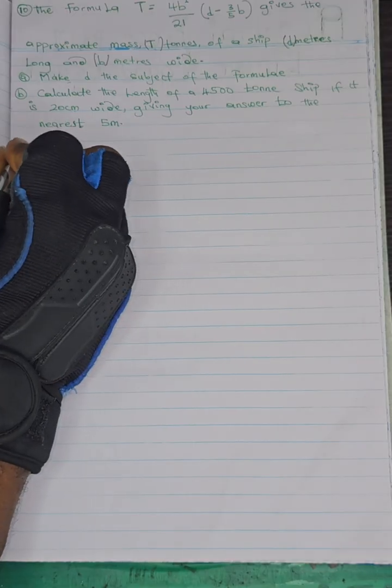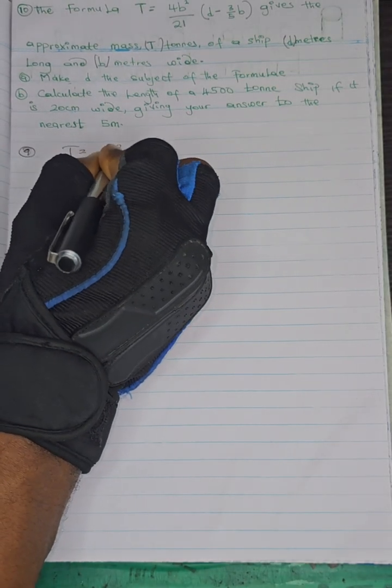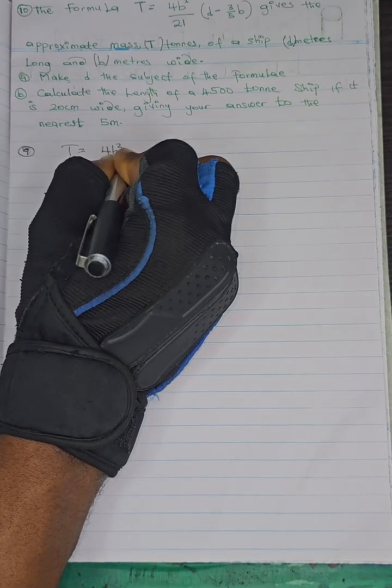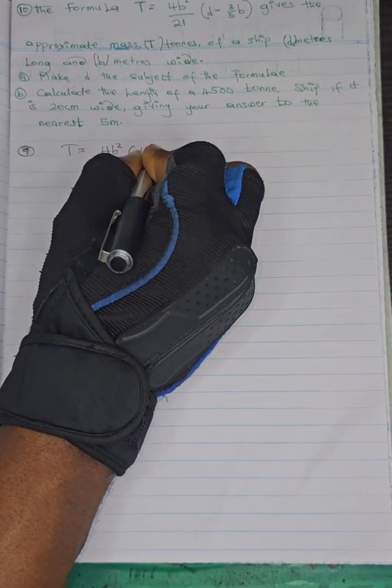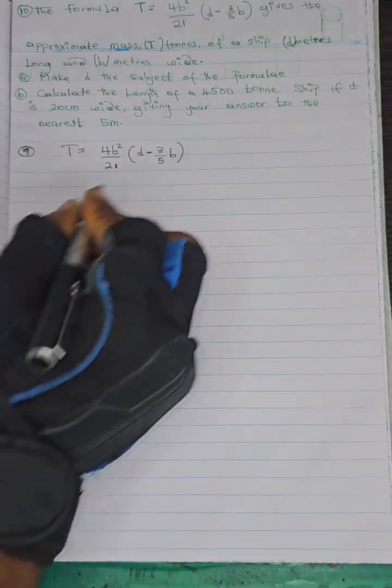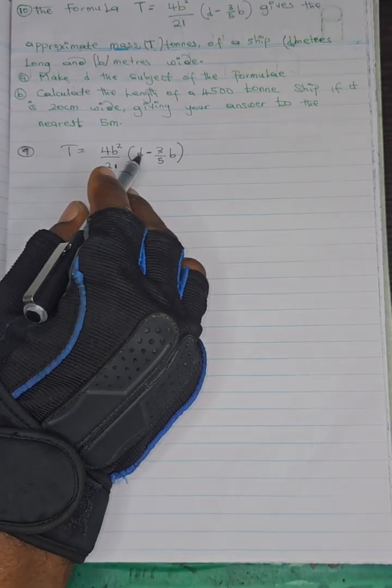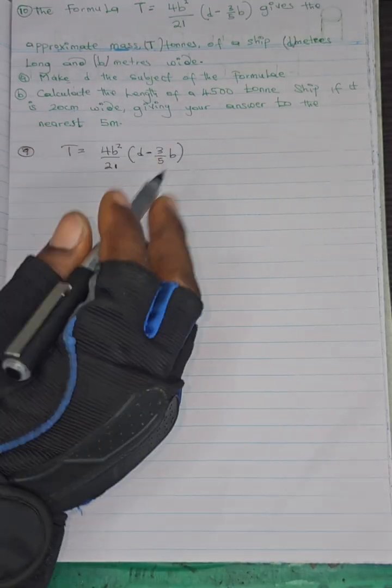So let's go for the first one, a. We have that T is equal to 4b squared all over 21 times (d minus 3 over 5b), right? But we have been told to make d the subject, so we have to free up d first.